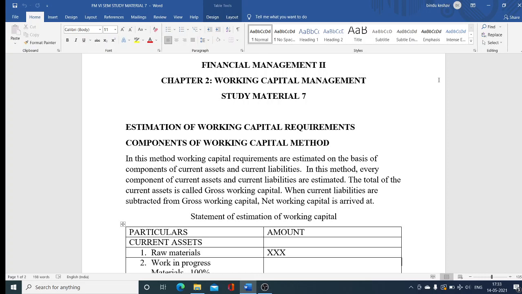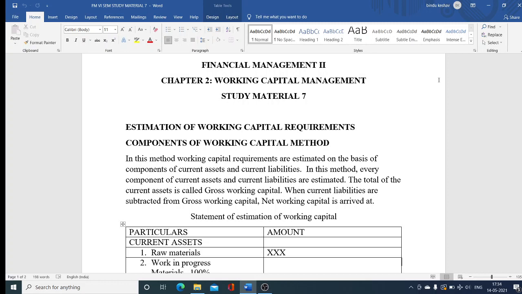In this method, the different components or items of working capital are estimated, and using that the gross working capital and the net working capital are found out. The different components of current assets are the inventory of raw materials, work in progress, finished goods, debtors or bills receivable, cash, and any expenses paid in advance. The components of current liabilities are the creditors for purchase of raw materials, outstanding wages or outstanding expenses, and bank overdraft.